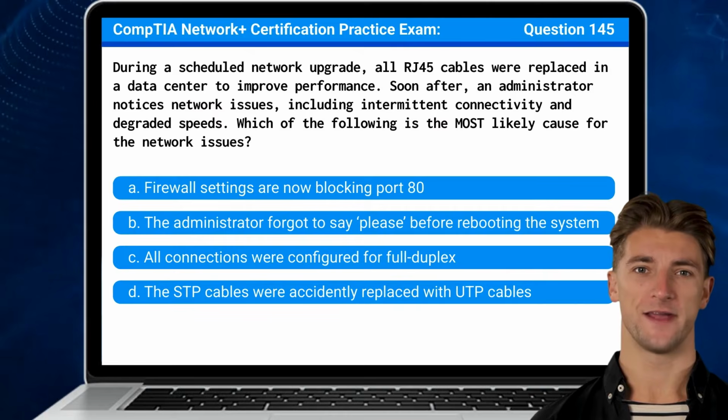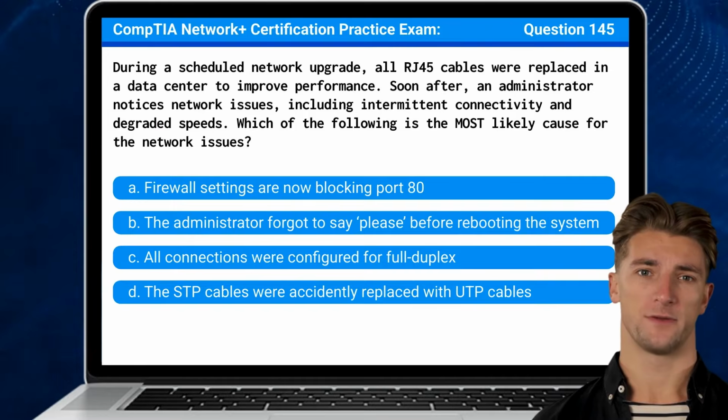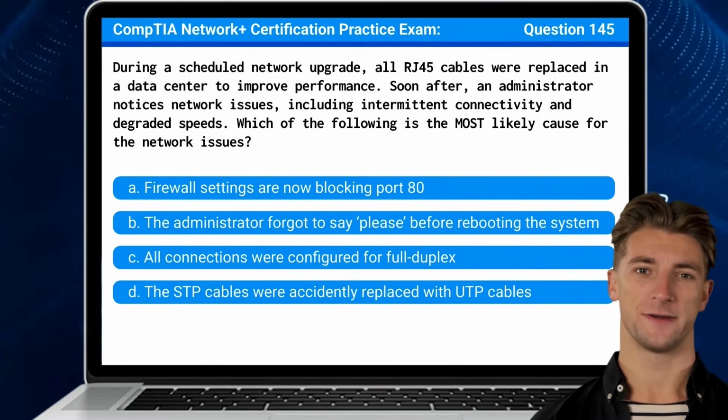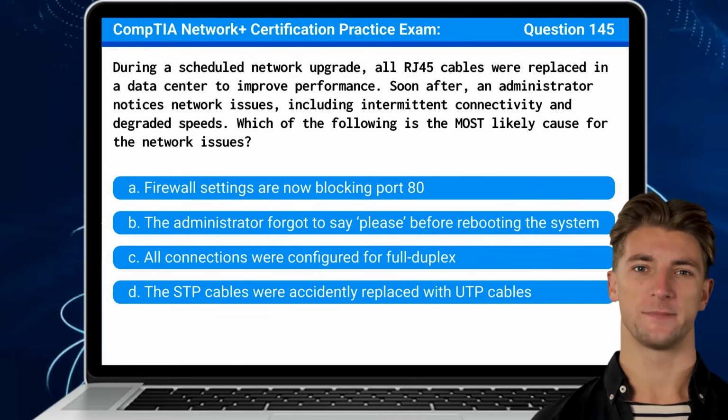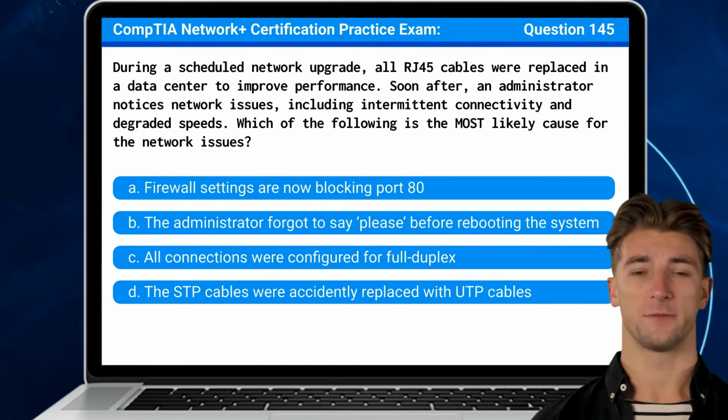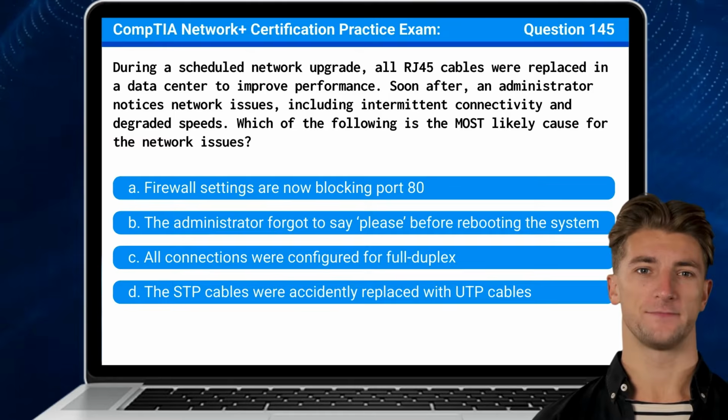Question 145. During a scheduled network upgrade, all RJ45 cables were replaced in a data center to improve performance. Soon after, an administrator notices network issues, including intermittent connectivity and degraded speeds. Which of the following is the most likely cause for the network issues?